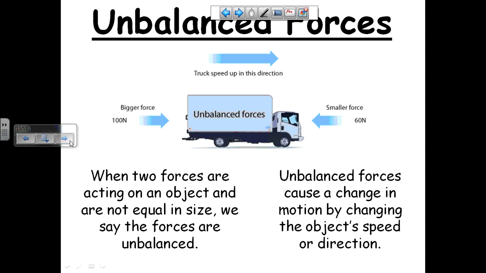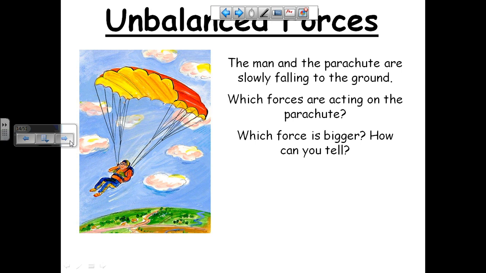Let us now look at another set of examples for unbalanced forces. Let's talk about this one first. The man and the parachute are slowly falling to the ground. Which forces are acting on the parachute? Which force is bigger? How can you tell? Take a few seconds.